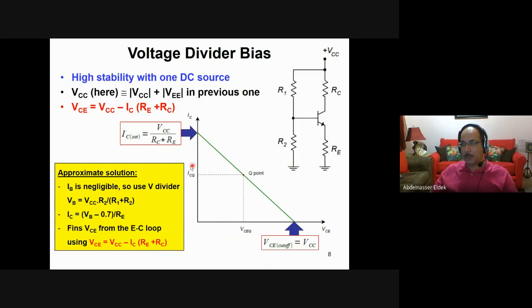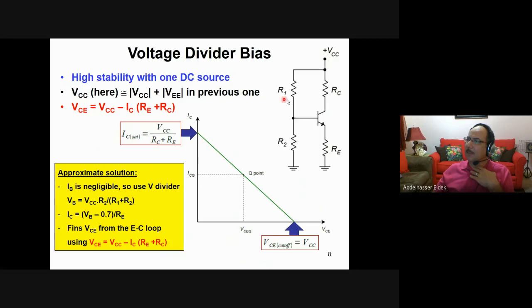Then how can we decide where this point is? First, we need to calculate IC, then we need to calculate VCQ. The question is now, how do we calculate IC and how do we calculate VCQ? As I said, there's a solution that's approximate, which is easy, and there's one that's a little bit more involved. It's not difficult, but this one is easier.